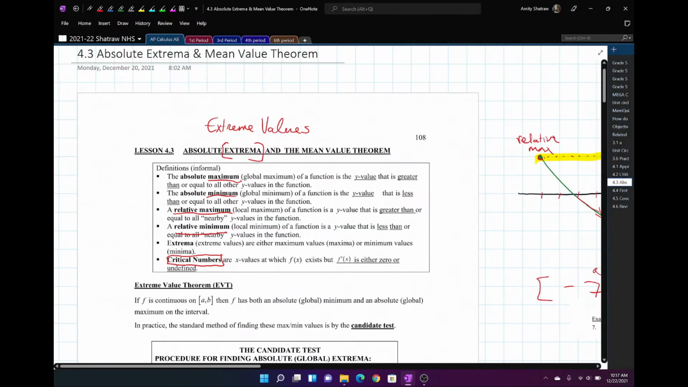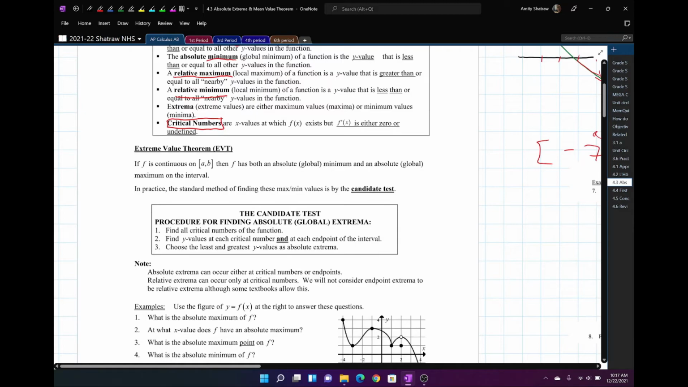So let's get to work then. We also have this concept, and it's called the extreme value theorem. And you don't really need to know it by name. It's just a proof of the absolute maxes and mins.